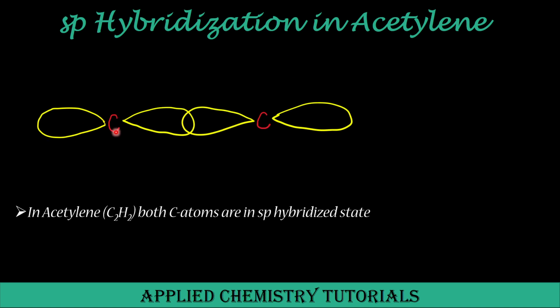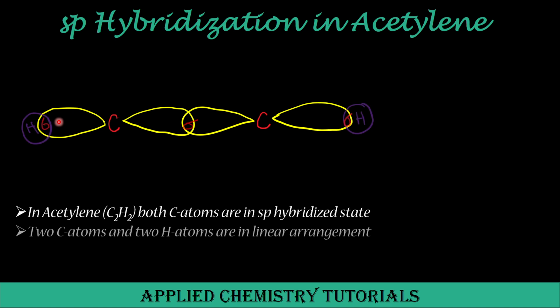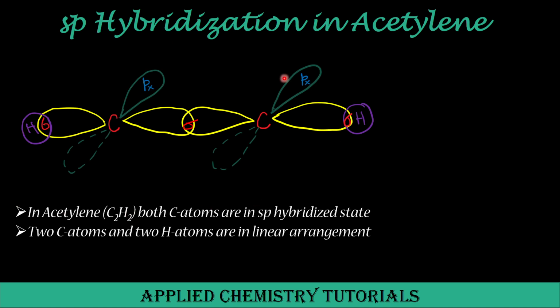Now let's see how the sp hybridized carbon atoms are attached in acetylene. So there are 2 carbon atoms in acetylene. One of the sp hybrid orbitals from each carbon overlap with each other and form a sigma bond. The other sp hybridized orbital overlaps with the hydrogen 1s orbital and creates another sigma bond. So a total of 3 sigma bonds are formed.